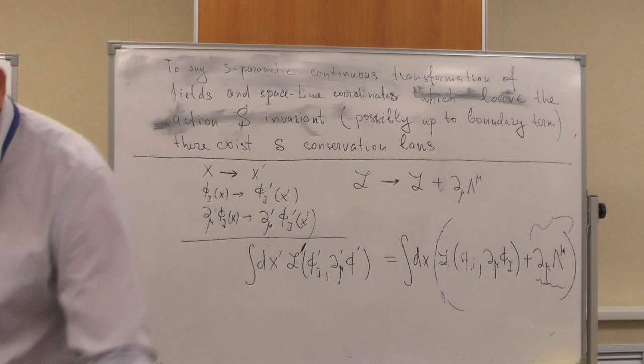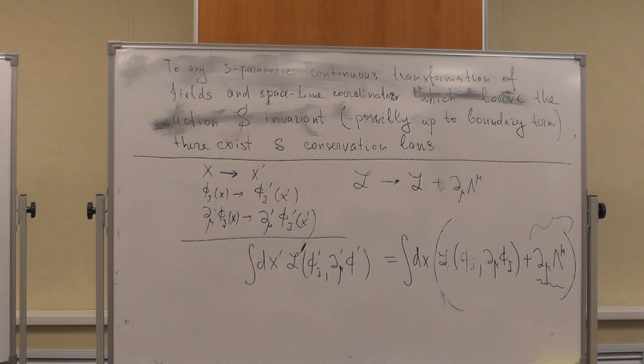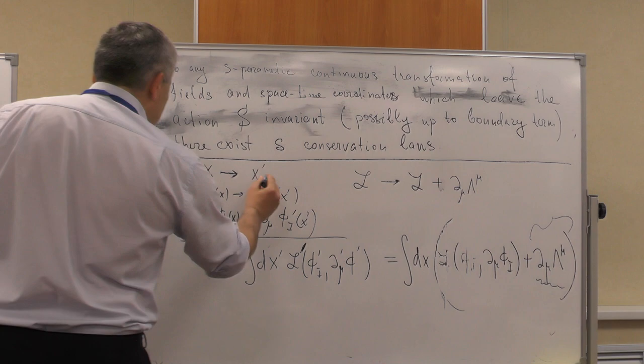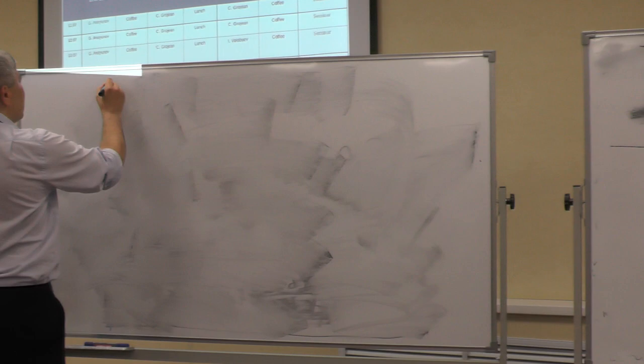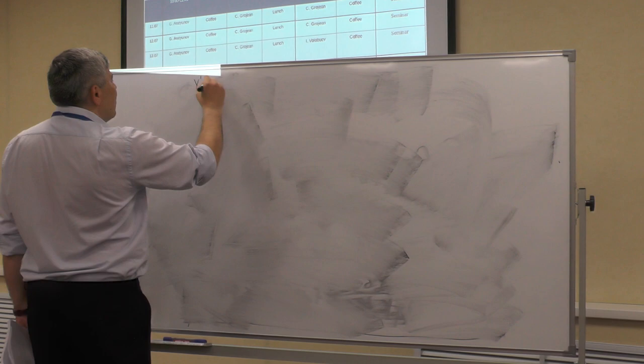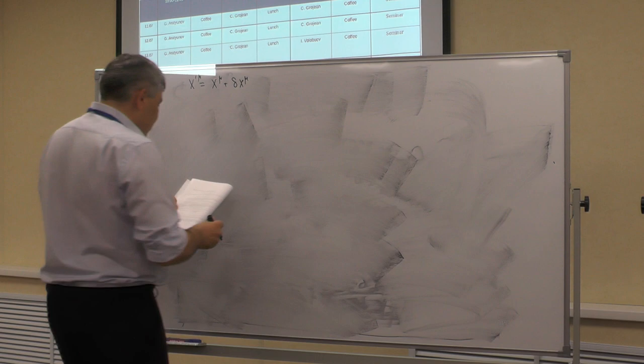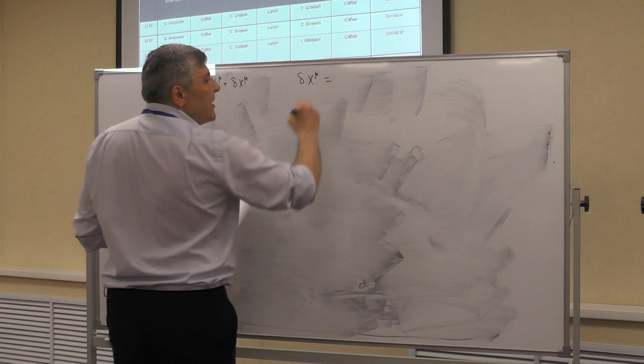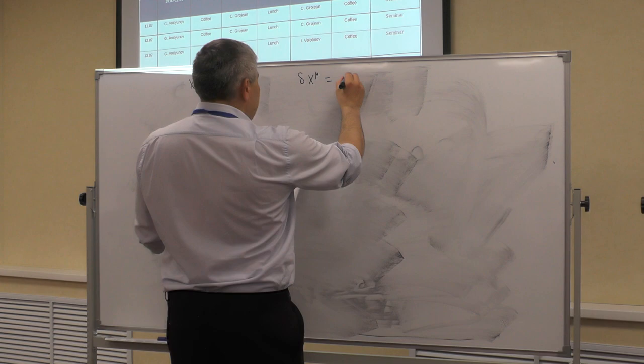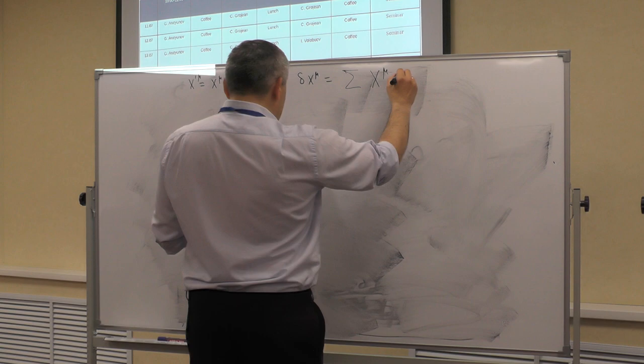Good. So let me see how we go with the proof. Consider an infinitesimal change, which corresponds to this transformation here. Let's write x prime mu equal to x mu plus delta x mu. Delta x mu is a small change, and we also assume that we parameterize delta x mu with these S parameters, namely we write it as some X mu n epsilon n, where n is running from 1 to S.